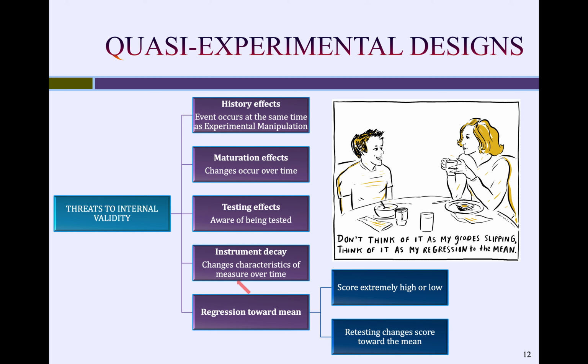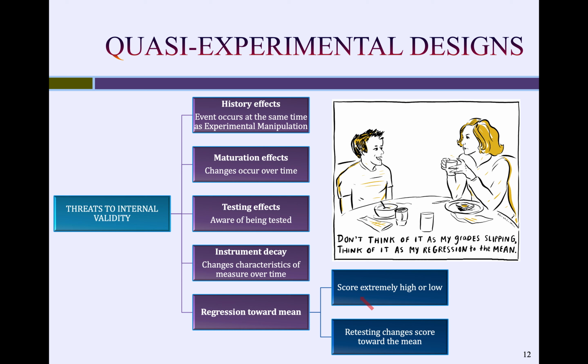There's also an issue of regression toward the mean, which this cartoon also describes here. Regression towards the mean is basically if someone gets a really high score or a very low score on the pretest, guess what's going to happen to their post-test? There's going to be a natural change in the score that regresses towards the mean with extremely high or extremely low scores. There's nowhere to go but up or down.